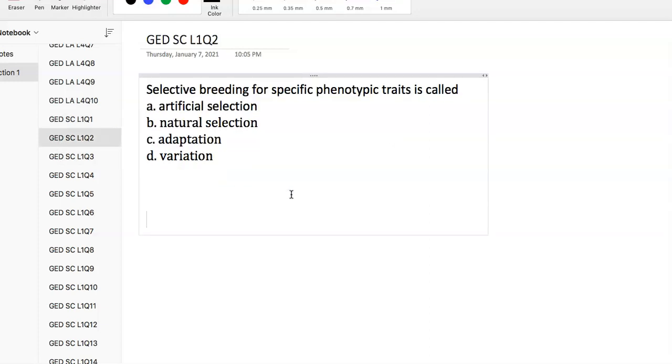Question 2. Selective breeding for specific phenotypic traits is called, and the answer we want there is artificial selection. We just talked about natural selection for a second, and again, the key here is that it's selective breeding.